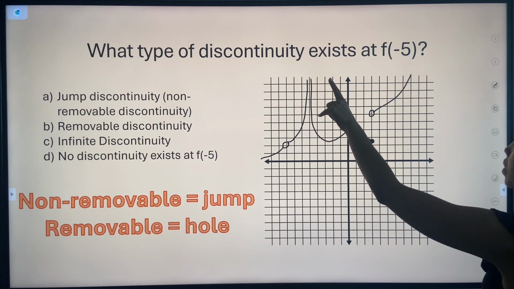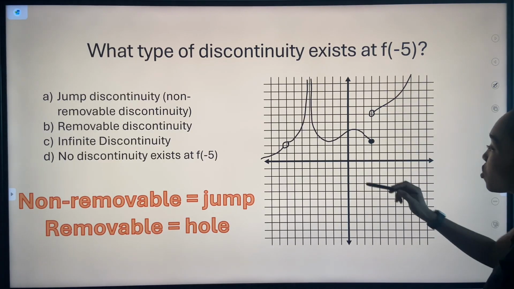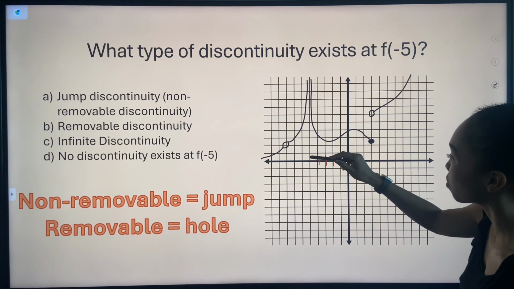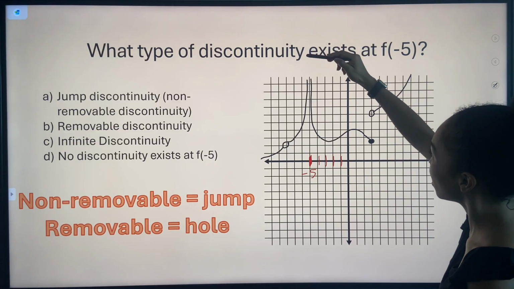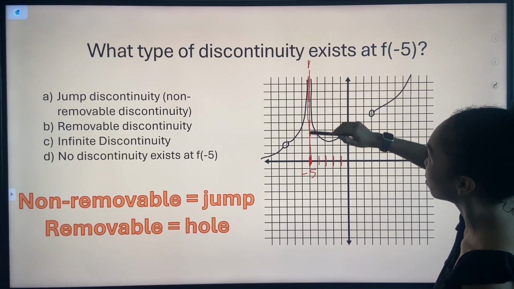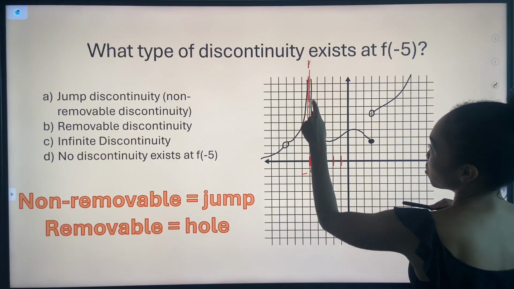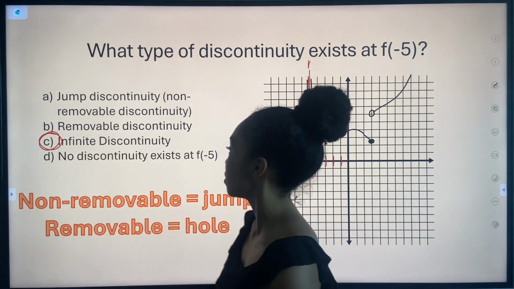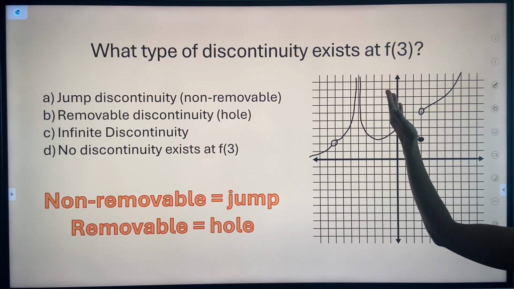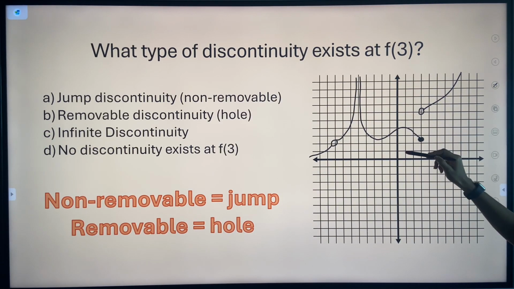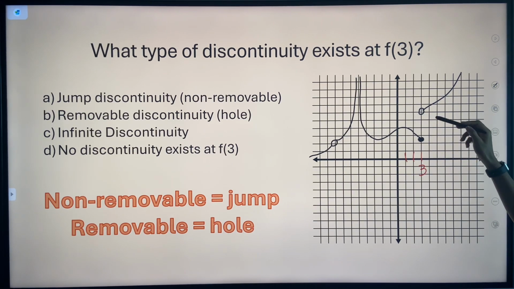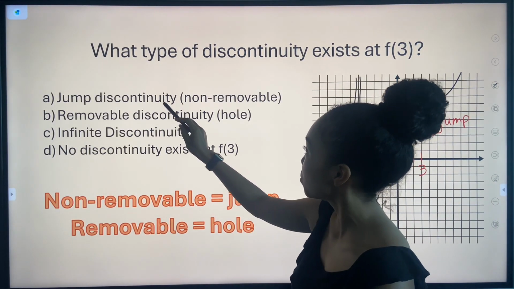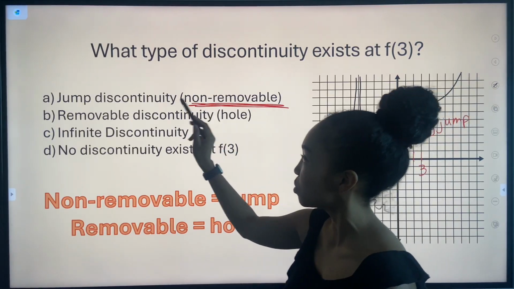What type of discontinuity exists at f of -5? So -5 is 1, 2, 3, 4, right here is where -5 is. And it looks like there's an asymptote here. This part of the line gets very close to my asymptote, and so does this part of the line. So that is called an infinite discontinuity. What type of discontinuity exists at f of 3? 1, 2, 3, this is f of 3 right here. And it looks like that is a jump discontinuity. It goes from here to there. So that is a jump discontinuity, which is also known as non-removable. So that is A.